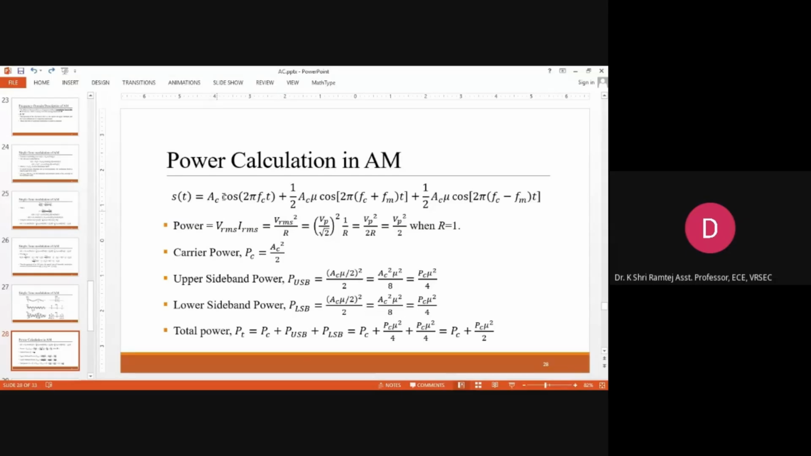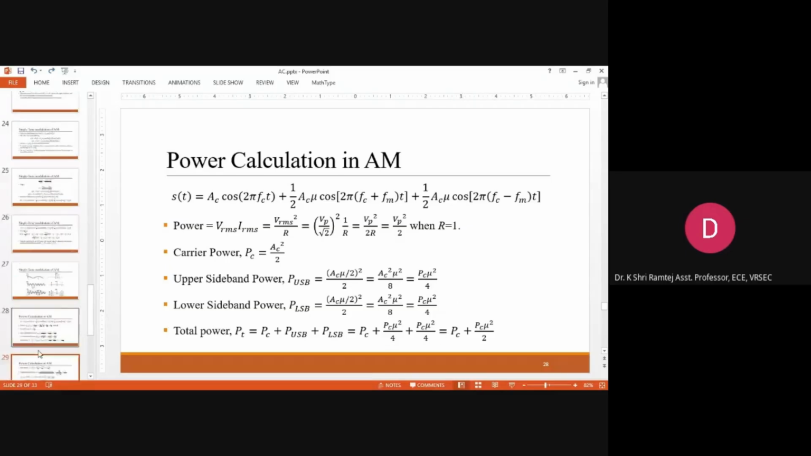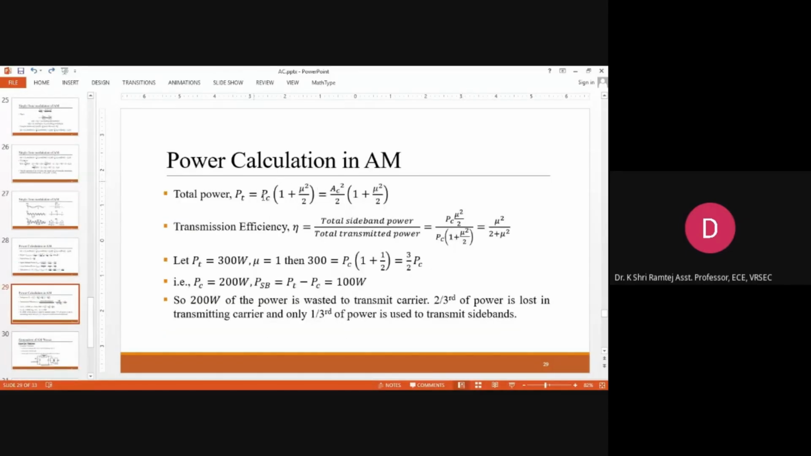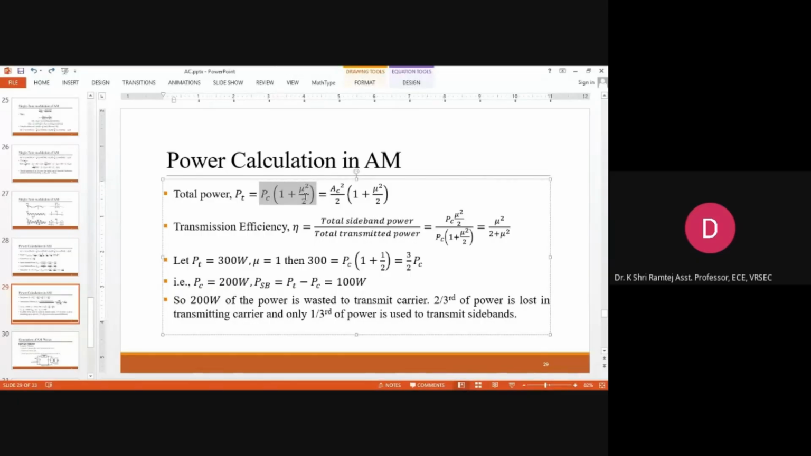So for calculating the power of carrier, it will be Ac squared by 2, and for upper sideband it will be Ac mu by 2 whole squared by 2, which will be equal to PC mu squared by 4. Similarly, the lower sideband power. So now the total power becomes power of carrier plus power of upper sideband plus power of lower sideband, which will be equal to PC into 1 plus mu squared by 2. So this is the total power required to transmit an AM wave.